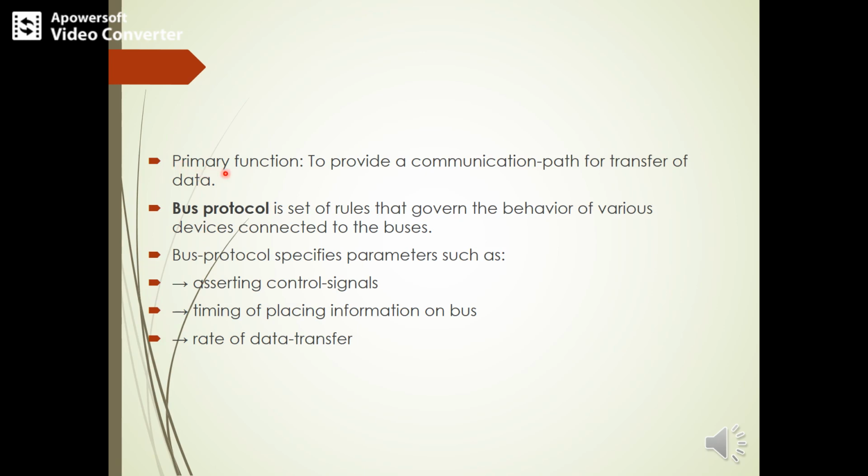The primary function of a bus is to provide a communication path for transfer of data. Within the bus there is a bus protocol. The bus protocol is nothing but a set of rules that governs the behavior of the various devices connected to the bus. Basically, the bus protocol specifies parameters like asserting control signals, timing of placing information on the bus, as well as the data rate at which the information can be exchanged.